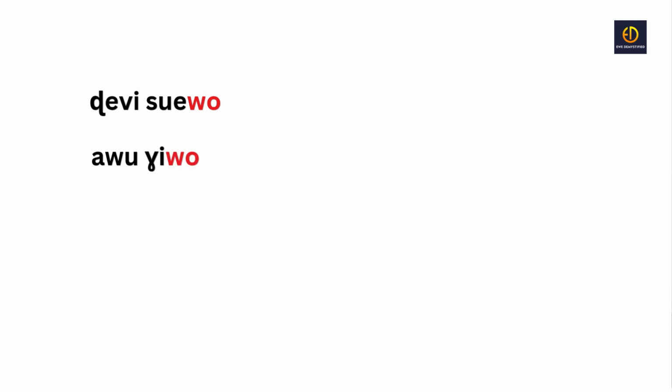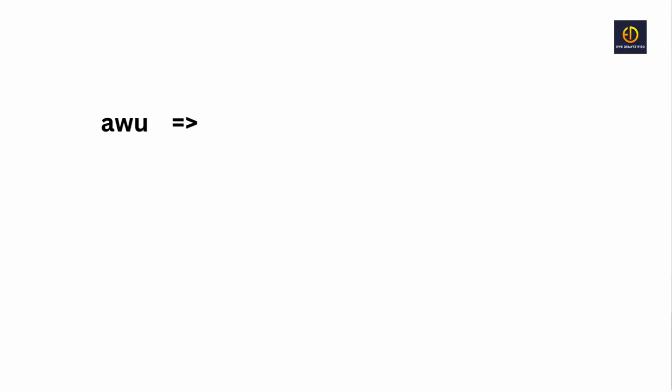Awure, white clothes. Awu being the clothing and re being the color. But now the color assumes the plural. So awu, the plural would be awuwo. Awure, white clothes. The plural becomes awurewo.